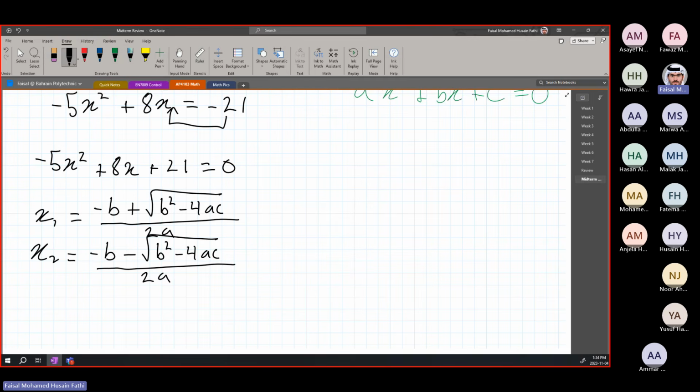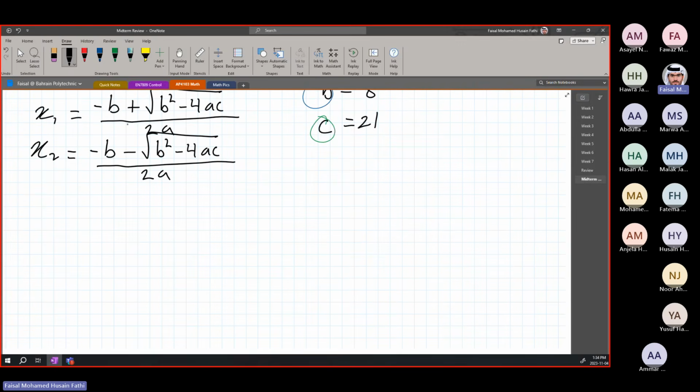Okay, so now our a value we know is equal to minus 5, our b value is equal to 8, and our c value is equal to 21. This is our a value, this is our b value, and this is our c value. Okay, obviously with the signs. So this is a, this is b, and this is c. Okay, plugging back into x1 and x2.